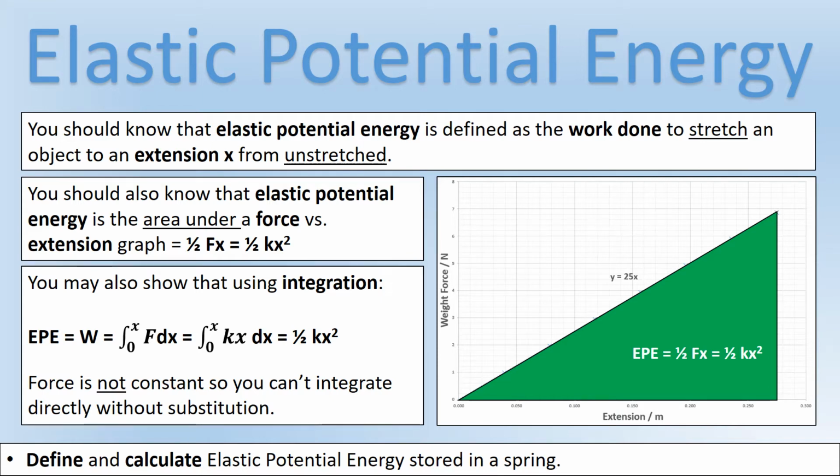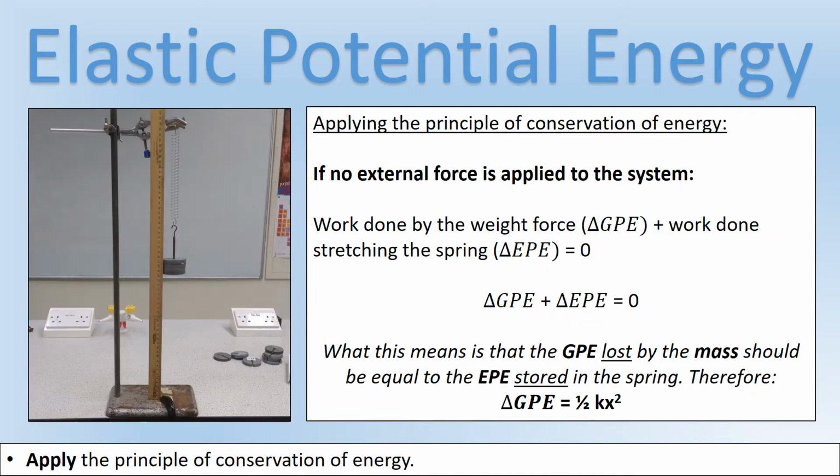So what we're going to do is apply some conservation of energy. If we don't apply any external forces to the system, the work done by the weight force of the object plus the work done stretching the spring, or the change in elastic potential energy, should equal 0. So any GPE lost by it moving downwards should be equal to elastic potential energy gained. That's what that expression essentially means. So we should find that the change in GPE is equal to half kx squared.